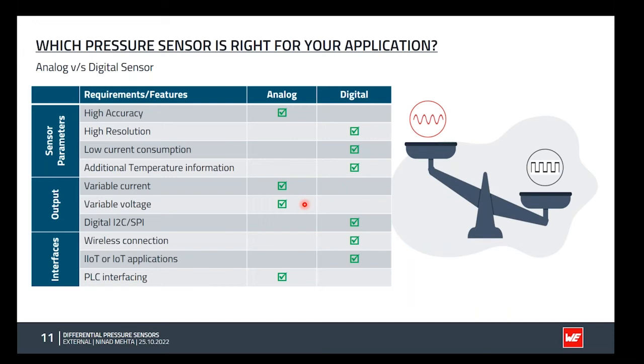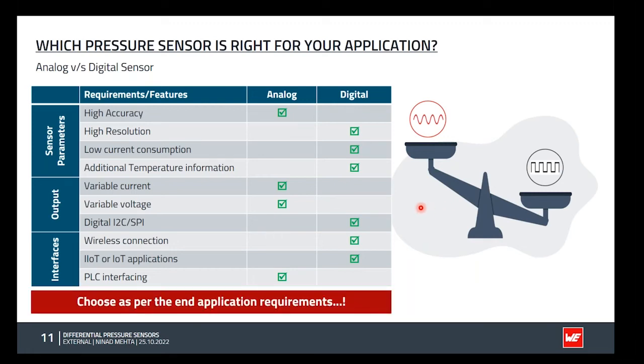And for applications which require wireless connectivity or cloud connectivity, where your sensors directly send the data to a wireless module, then it's better to have a digital output, so that you have a kind of plug and play system where it's very easy to connect the sensor to the wireless module and have access to the data remotely.